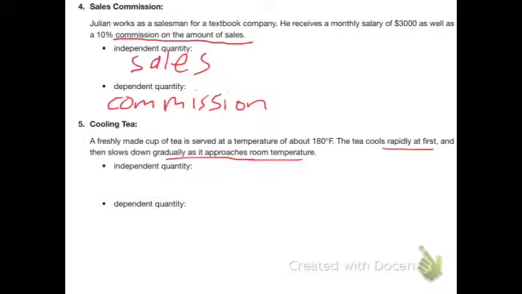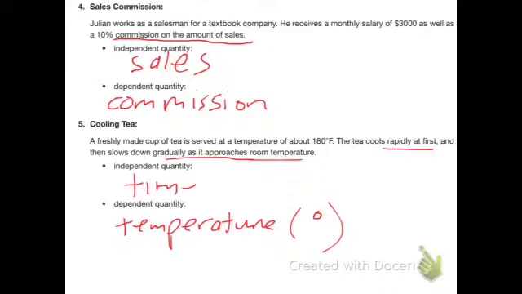So the dependent quantity would be the temperature, and usually that's measured in degrees. So I'll have it like degrees. And the independent quantity would be time, okay? Because time's going to continue on whether or not this tea is cool. So that's why it's going to be independent. And this one's probably measured in like seconds or minutes, probably minutes.